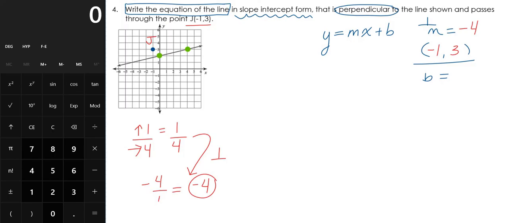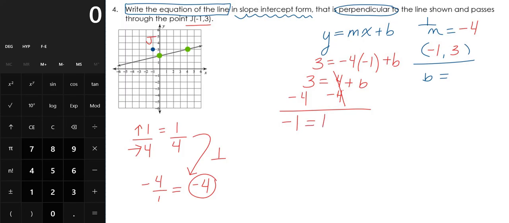And now we're going to plug everything in in order to figure out our y-intercept. So plugging in our y value, which is 3, equals, our slope is negative 4, our x value is negative 1, plus b. Simplify. 3 equals negative 4 times negative 1, which is a positive 4, plus b. Got to get rid of the 4, so we're going to subtract 4 from both sides. 3 minus 4 is negative 1, and that is your b value.